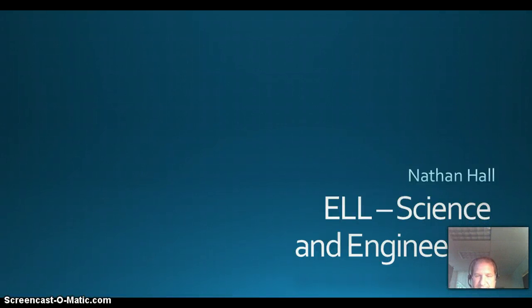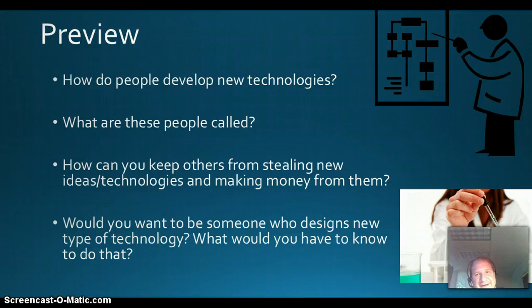Two things we learned a lot of this year. We learned a lot about science, and we learned a lot about solving problems, which is a fancy way of saying we learned about engineering. And that's going to be what this activity is about.